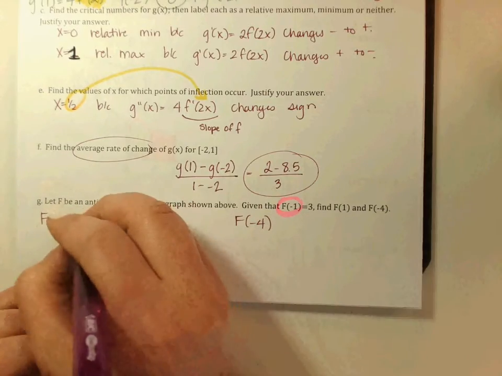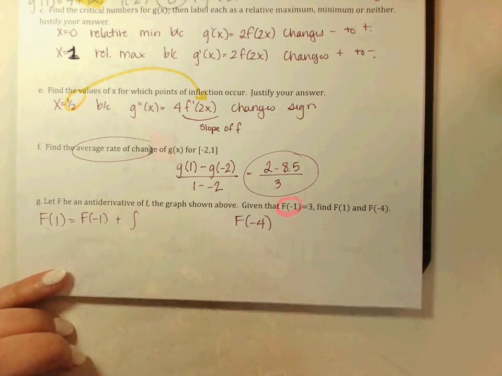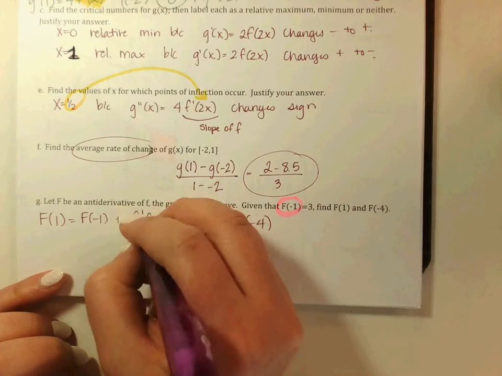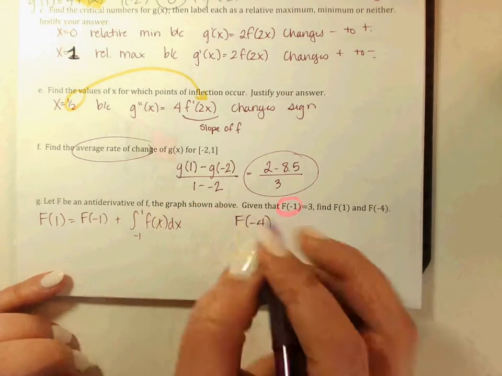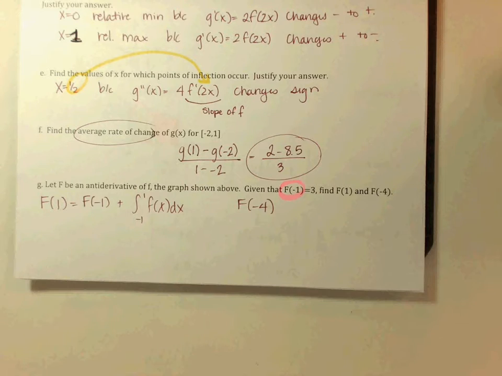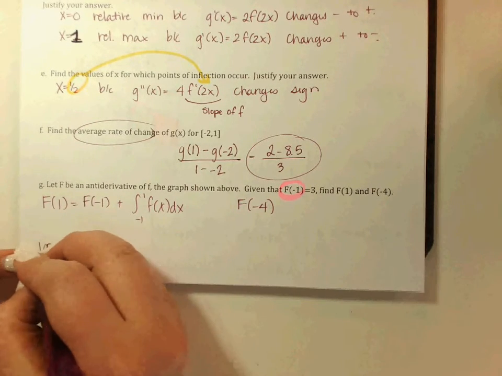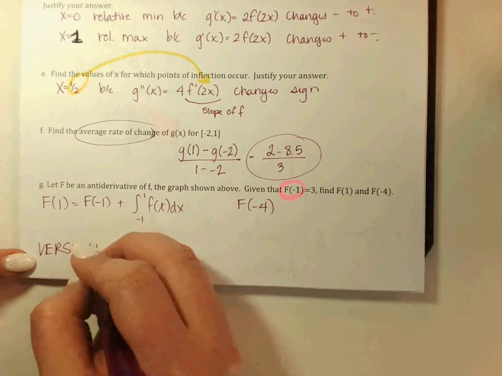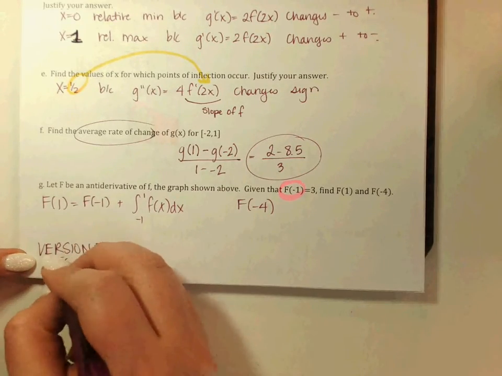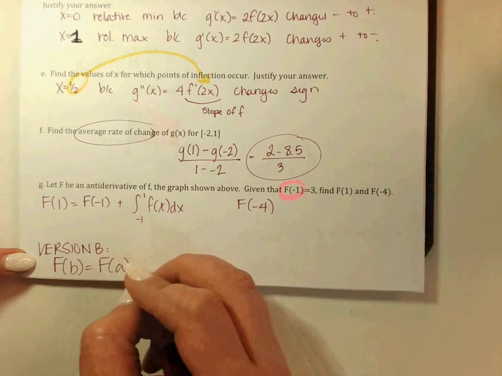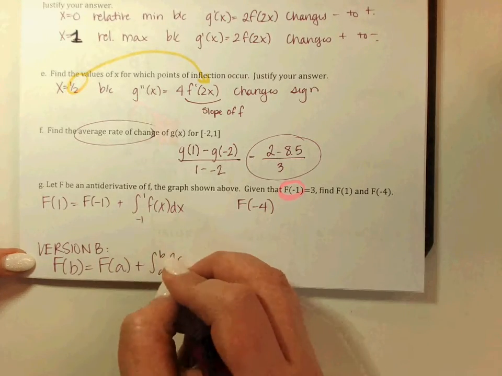So, F of negative 1 plus the integral from negative 1 to 1 of little f of x. Okay, now think about where that comes from. If I took this F of negative 1 and minused it across, then it would be the integral a to b equals capital F of b minus capital F of a. So this is called your version b. Okay, so if you want to label it down here, so that on Monday when you take your quiz, you have it. It's capital F of b is capital F of a plus the integral from a to b of f of x.